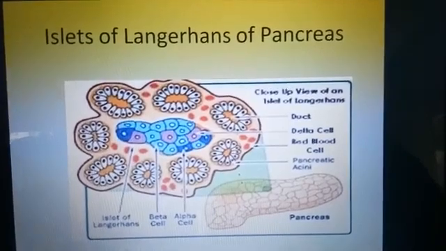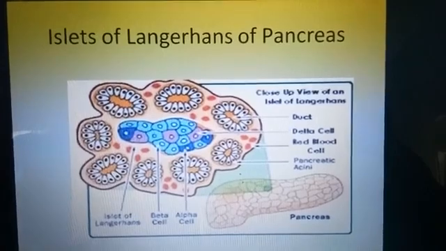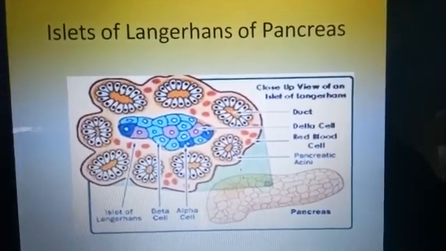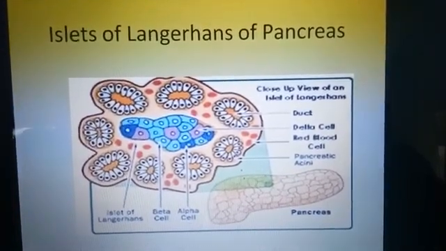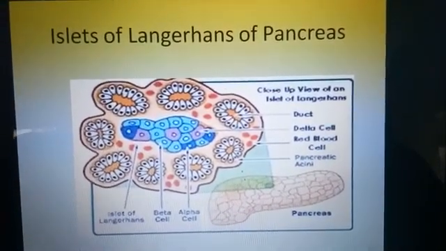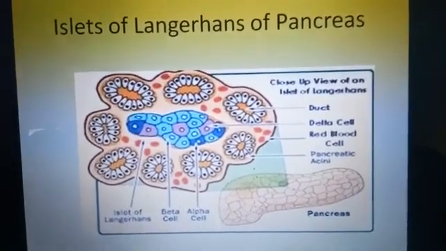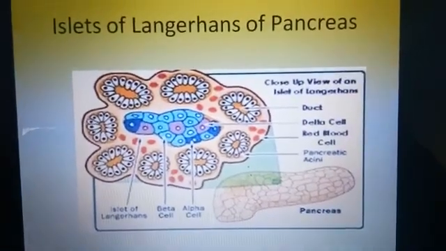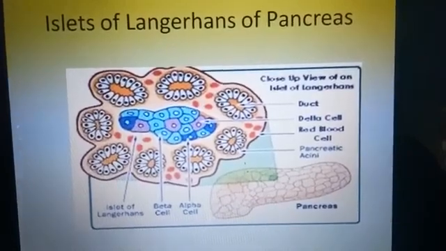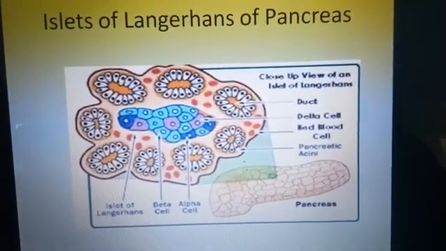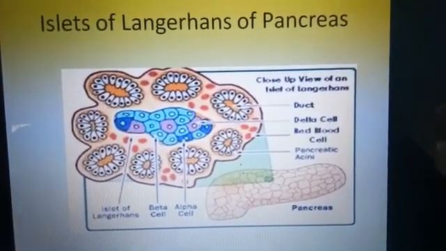But today we'll be learning about beta cells and alpha cells, because beta cells secrete a hormone called insulin. You can see these beta cells, light blue color, that secrete insulin, and alpha cells, the dark blue color cells, which secrete a hormone called glucagon. So beta cells secrete insulin and alpha cells secrete glucagon. These are the two main hormones secreted by pancreas acting as an endocrine gland.